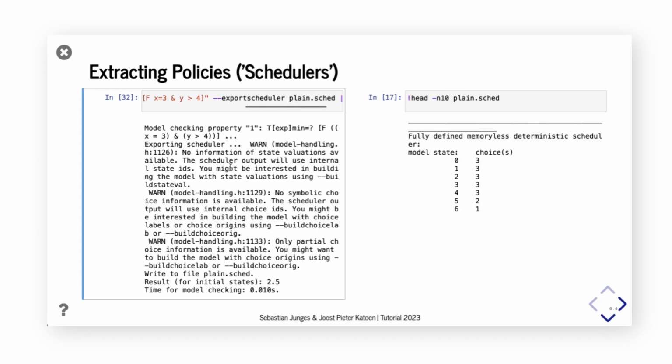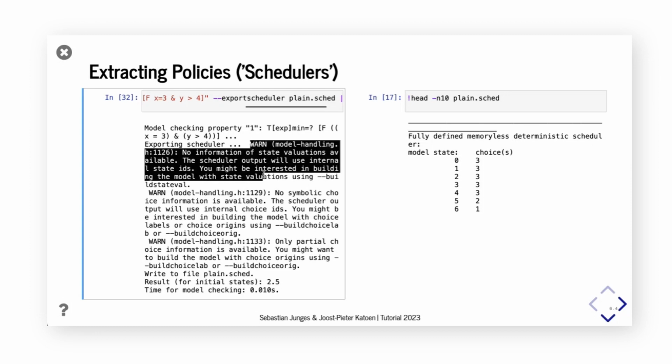If you do this, you get a very long warning, which says, well, we didn't really include any information about these states. What does that mean? If we look at the scheduler, it's going to tell you in model state 0, take choice 3. In model state 1, take choice 3. Well, these model states refer to the places in the matrix, but we didn't provide the matrix, right?